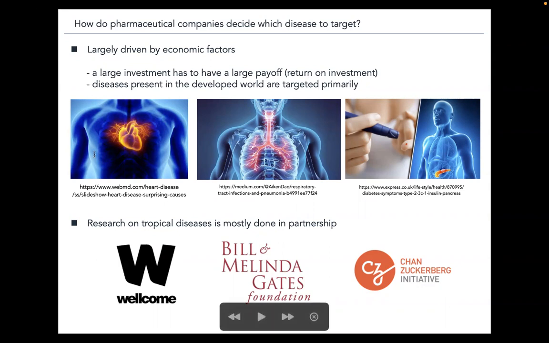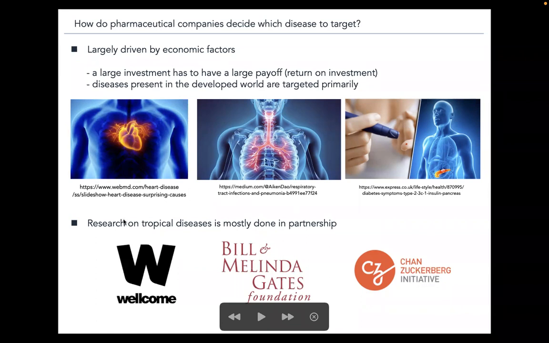So you see a lot of heart related things, breathing, lungs, and then of course there are other key ones. For example, diabetes is huge.